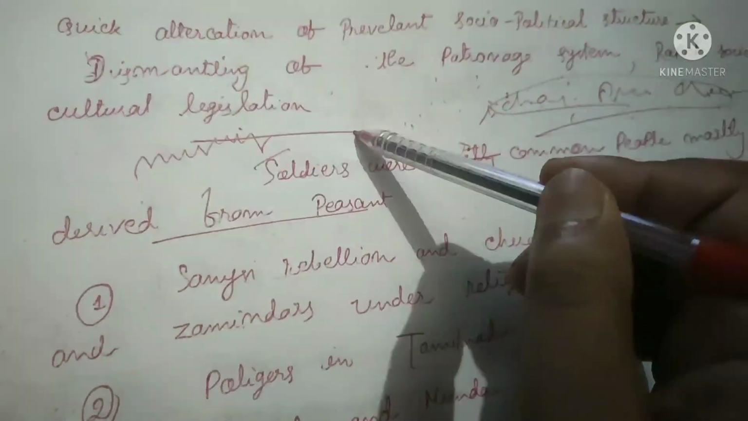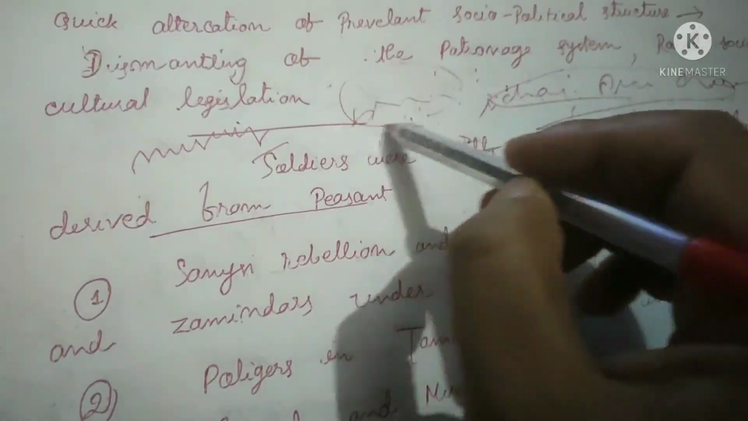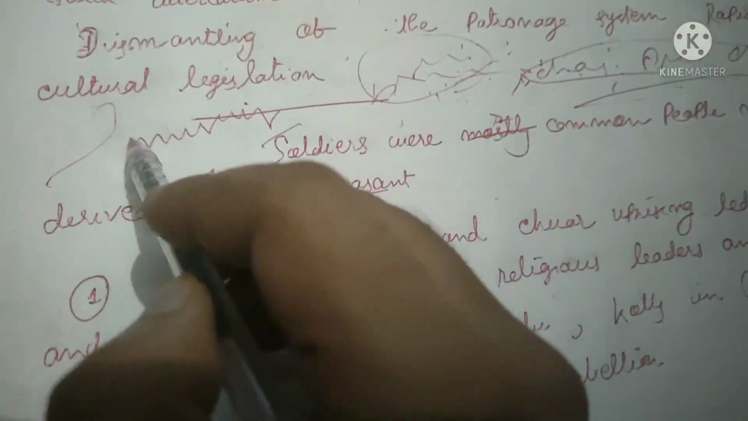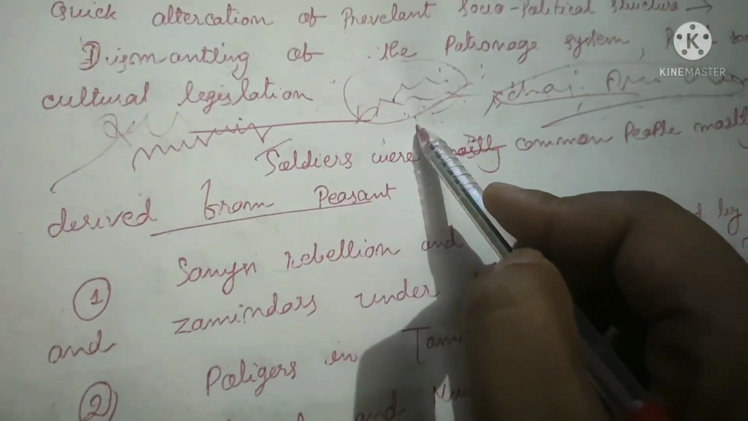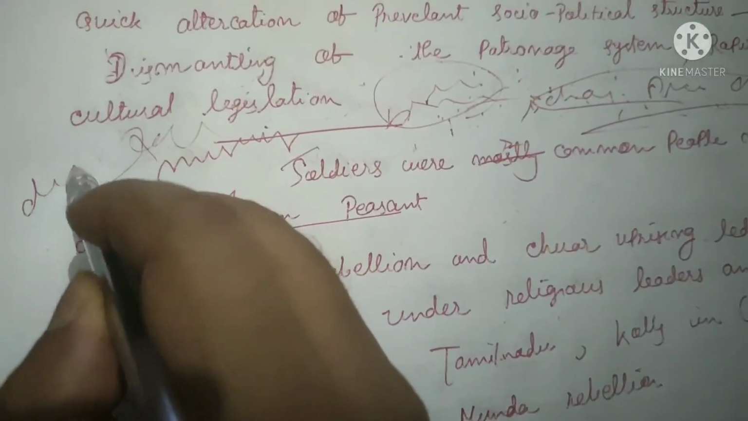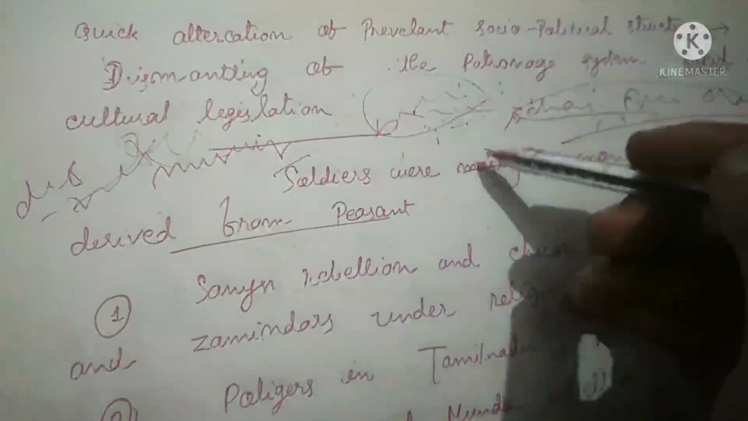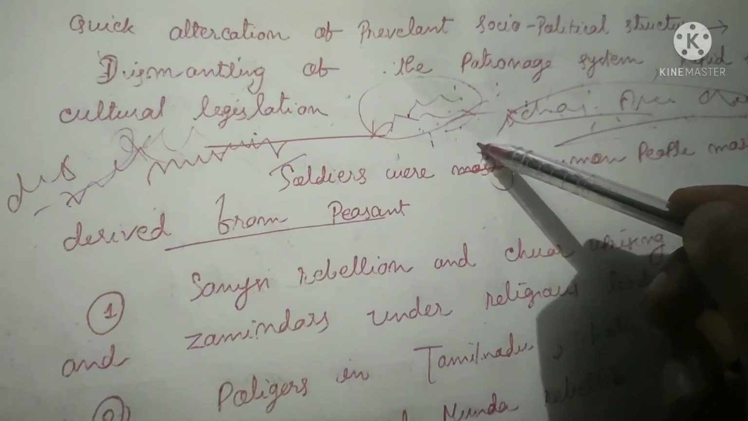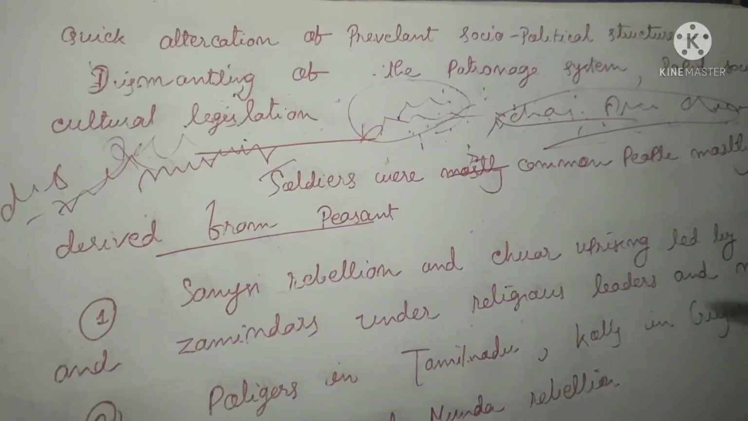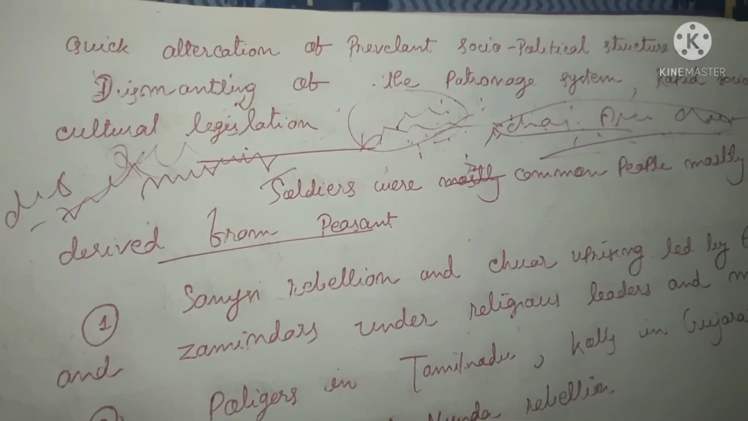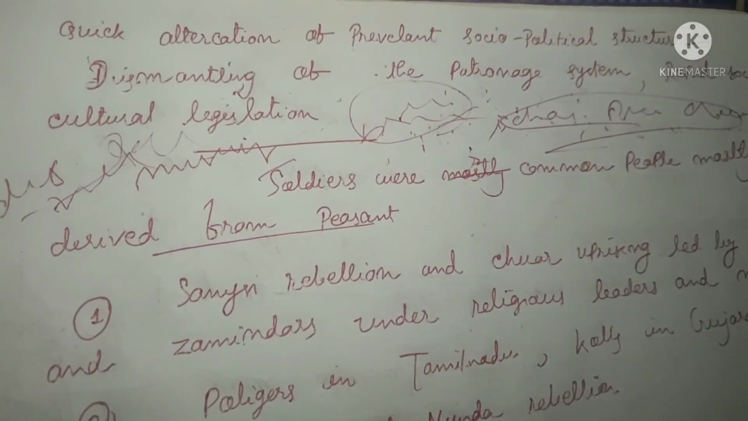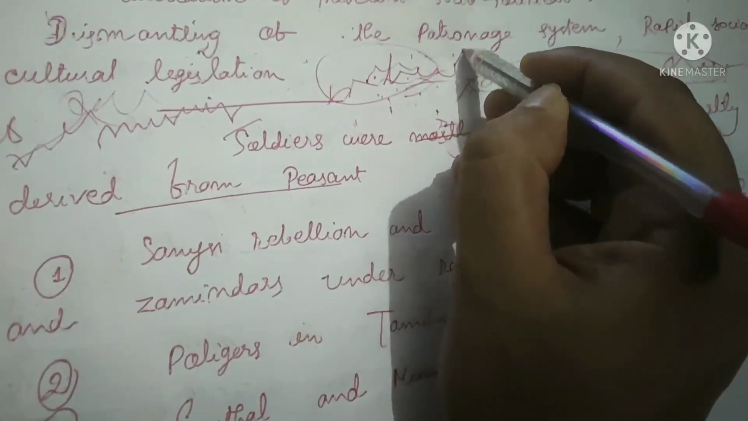And rapid socio-cultural legislation. The British brought lots of socio-cultural legislation, and the impact of these reformist legislations on the common people was not good, because the traditional Hindus and Muslims thought that it would dismantle the very basics of their religion. It would harm the religious tenets of the society. Right. So this quick alteration, these reformist mentalities of the British, adversely impacted the society.